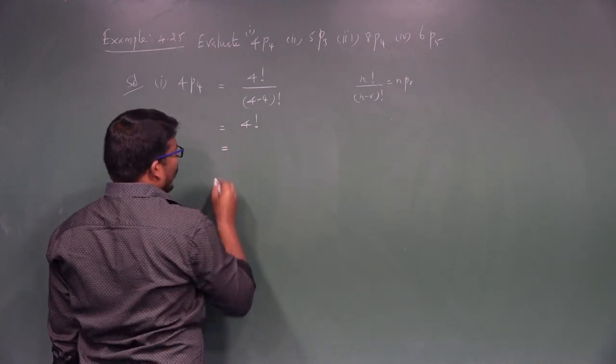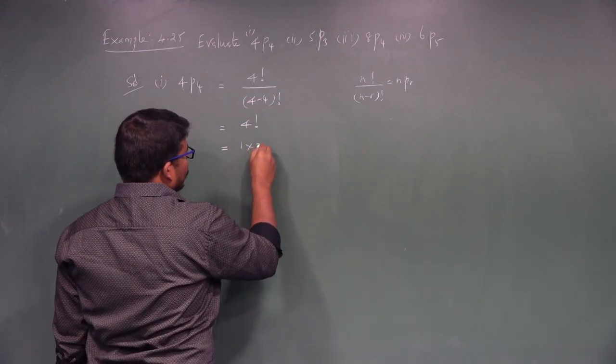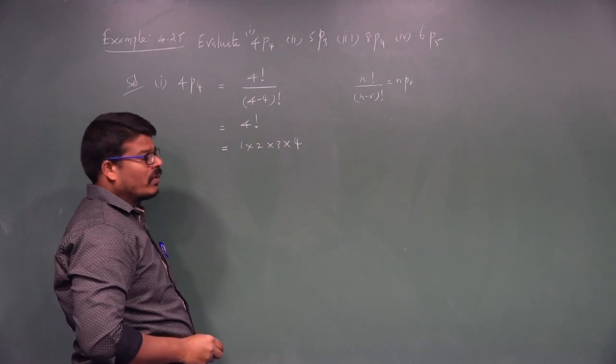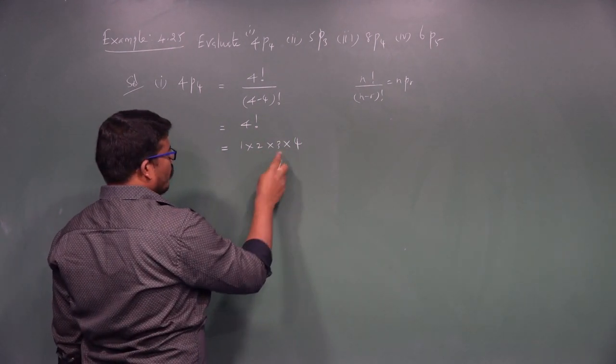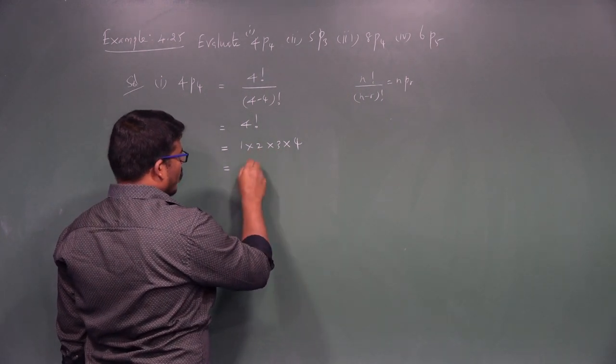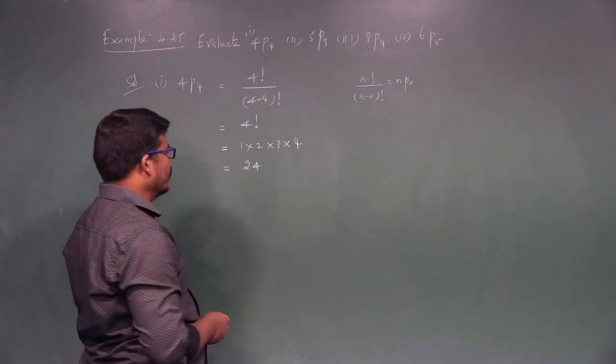Now 4 factorial is the product of the first 4 natural numbers: 1 into 2 into 3 into 4. Multiply: 1 2s are 2, 2 3s are 6, 6 4s are 24. That is 4P4 equal to 24, the answer.